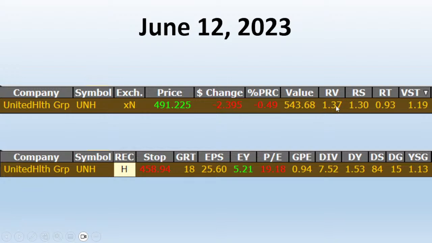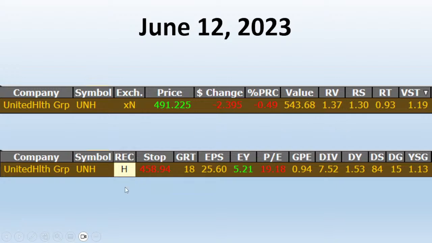It's above 1.37. That's RV. Is it a risky investment or is it a safe investment? Look at that RS, 1.3. Now, right now, as of June 12th, the stock was falling in price, and it had a hold rating. So if this was a stock that you look at as an investment, I don't know if now's the time to buy it.